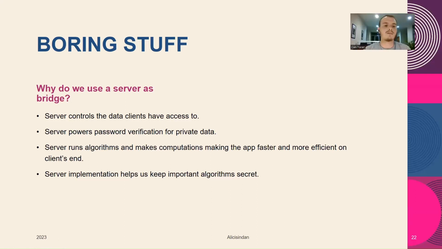So I would like to talk about why we use a server as a bridge. First of all, the server controls the data the clients have access to. For some private data, the server asks for password verification. And if the password is not correct, the data is not given to the client. Other than that, the server runs the algorithms and makes the computations and only sends the end results to the client. This makes the client more efficient and faster. Also, the implementation of the server helps us keep some of the algorithms out of the client, and therefore they are kept as a secret and not shared with the end users.